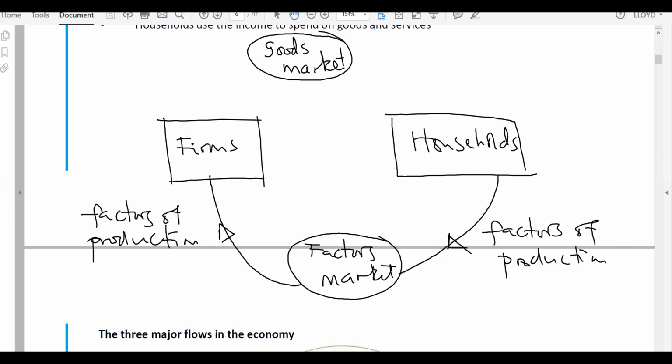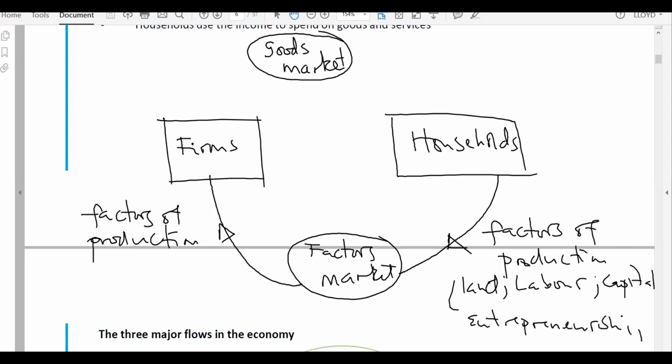these factors of production. And remember, we mentioned these factors of production to be land, labor, capital, and entrepreneurship. Those are the factors of production which are coming from households going to firms. Right. So firms, sometimes called the productive sector of the economy. The reason being that this is where production takes place. It takes place with the firms. So hence it is called the productive sector of the economy, right?